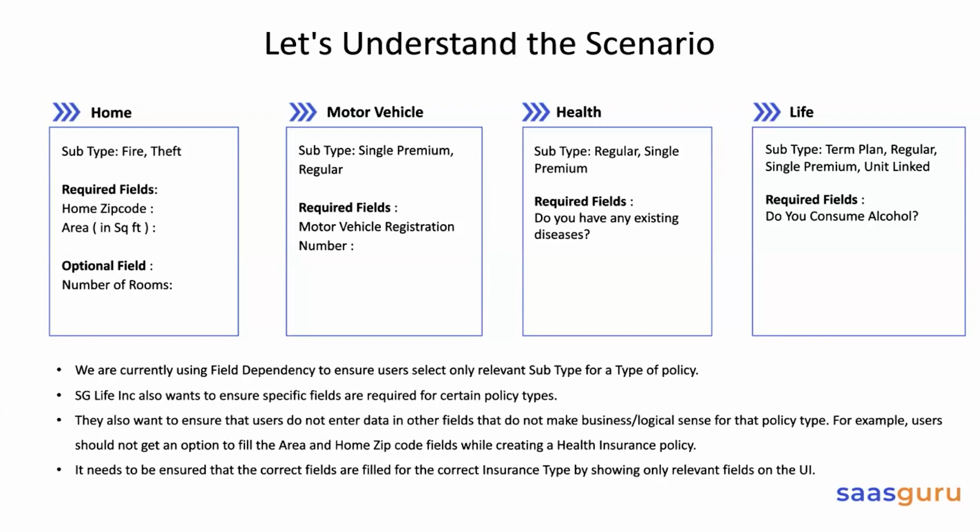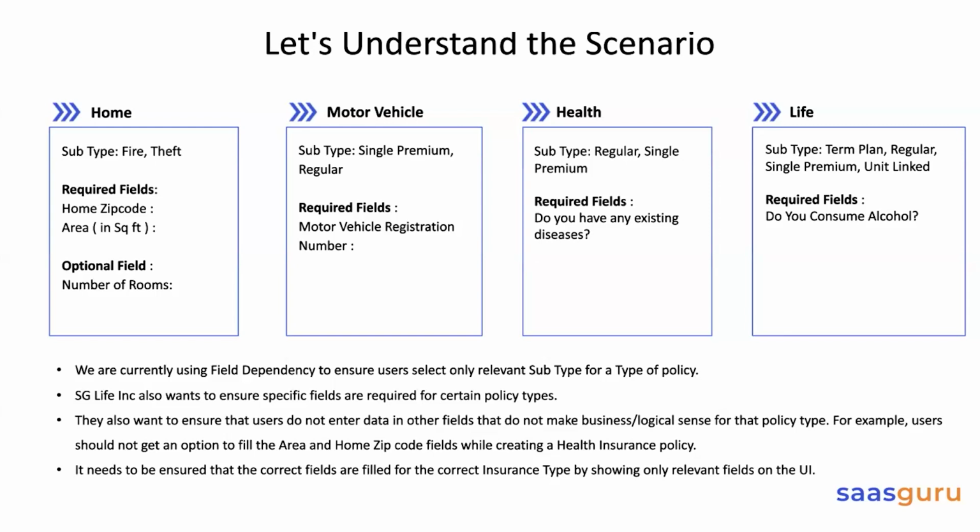Current state, there are only 2 fields via which we are capturing the insurance type and subtype, as in what type of insurance are we selling and the subtype of the insurance. Within home, the subtype can be fire or theft. If it's motor vehicle, it could be regular, so on and so forth.